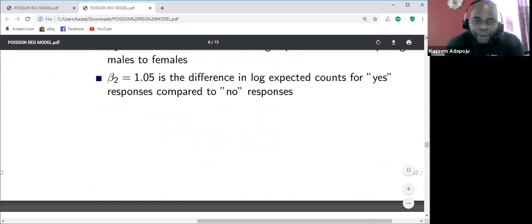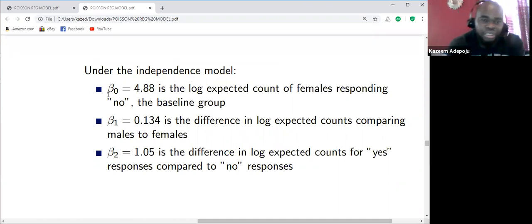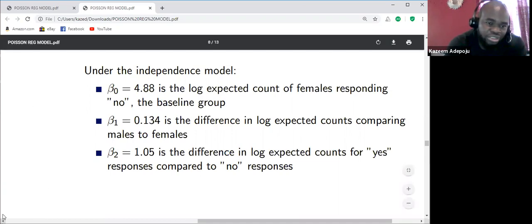This is how you can interpret the regression parameter values. The beta naught of 4.88 is the log expected count of female responding no, and that is the baseline group, which is more or less a control group. Beta 1 is the difference in the log expected count comparing male to female. And beta 2 is the difference in the log expected count for yes responses compared to no responses. So this is how you're going to interpret that.